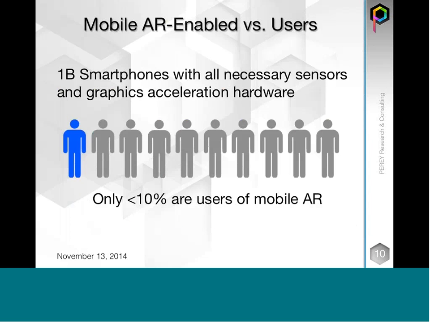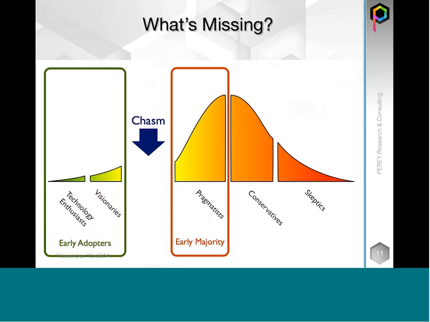Similarly, I mentioned before that at the end of 2014, we may have as many as 1 billion smartphones with the sensors and graphics accelerators necessary to produce AR experiences. But unfortunately, a very, very small portion, maybe 10%, maybe less, are actually using mobile augmented reality on something of a regular basis. So while many of us are enabled, still very few of us are users. So why is this the situation? What is missing between the early adopters and getting to this early majority?